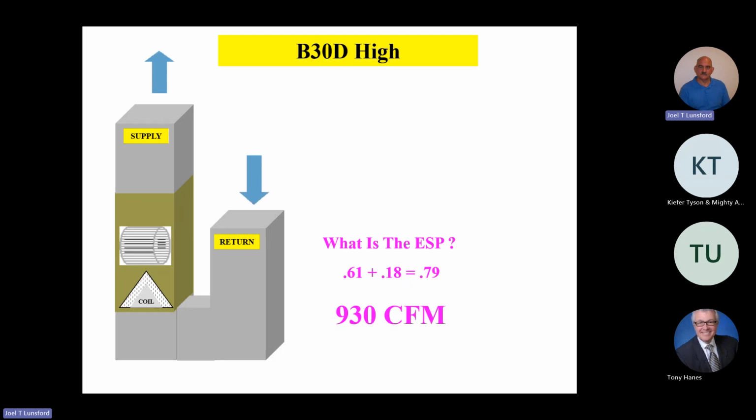downstream of the coil, we would actually see as the coil got dirtier, the static pressure on the supply side would actually start coming down. It'd actually start coming down. So let's say, for instance, on a brand new unit, we commission the unit and we find that we've got, we'll just use this example.